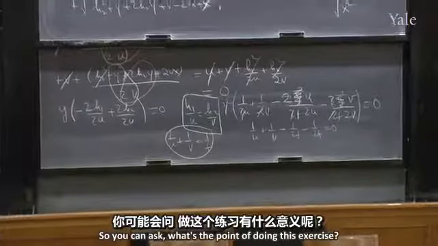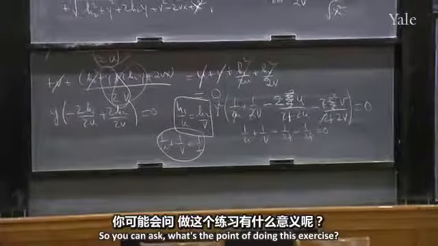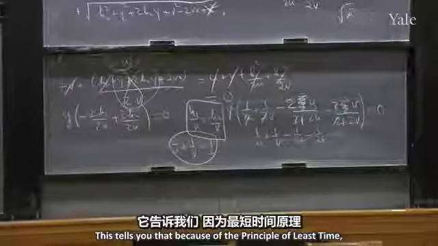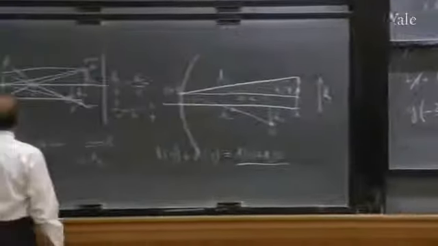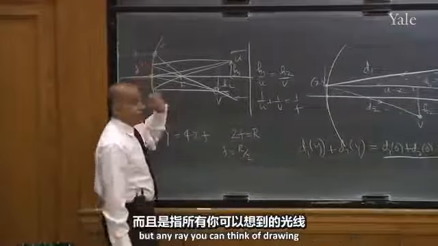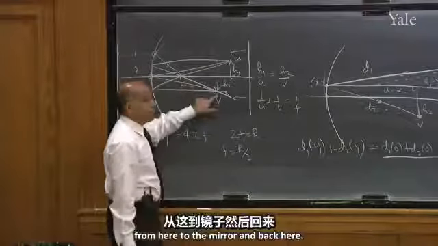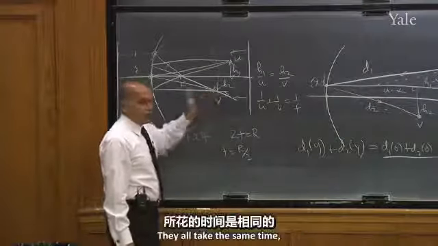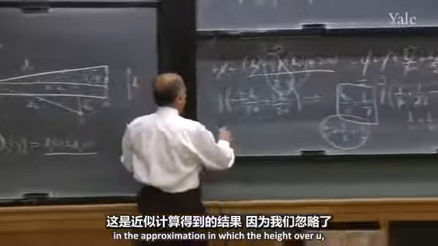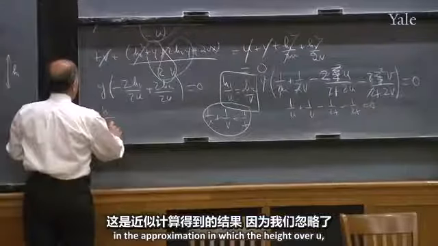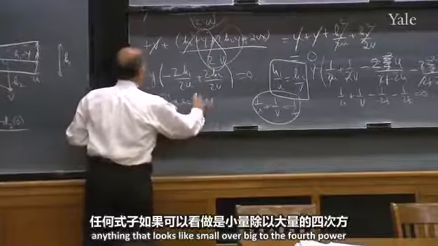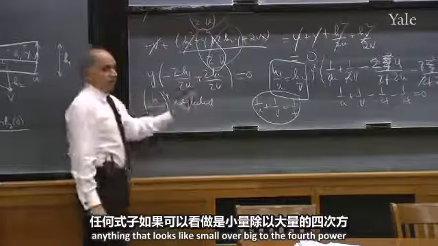So you can ask, what's the point of doing this exercise? This tells you that because of the principle of least time, the time it takes to go not only to these two privileged rays, but any ray you can think of drawing from here to the mirror and back here, they all take the same time. This holds in the approximation in which the height over u, for example, to the fourth power is neglected. Basically, anything that looks like small over big to the fourth power and higher powers is neglected.